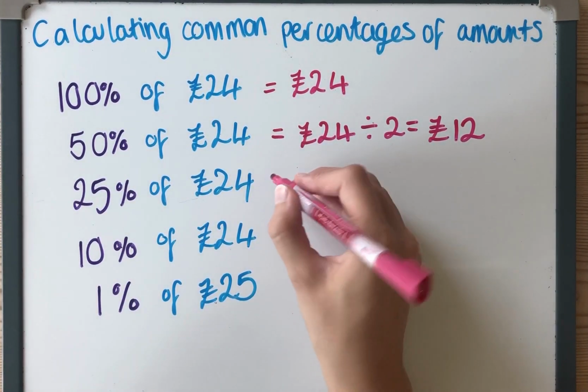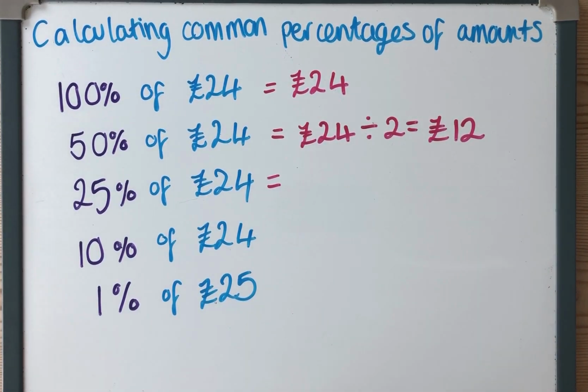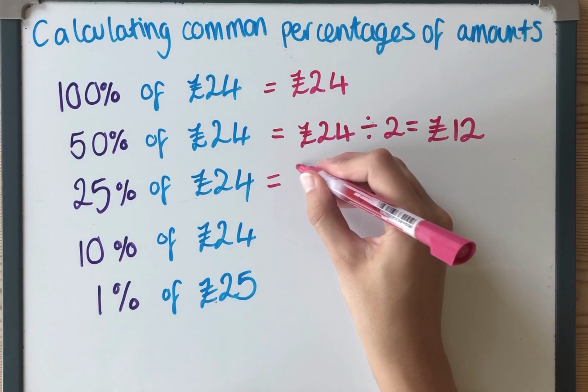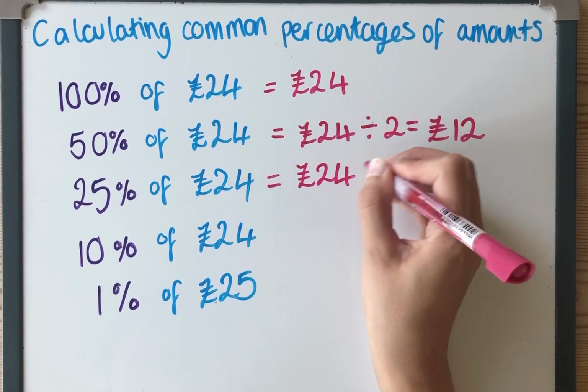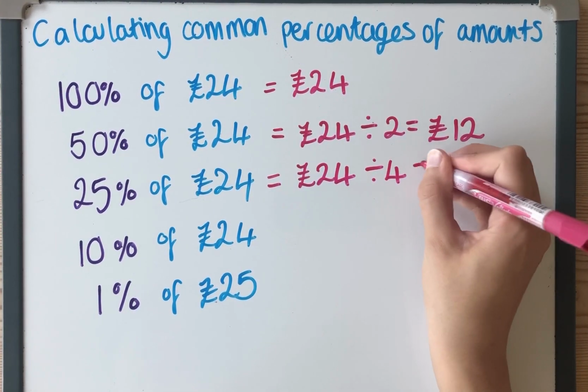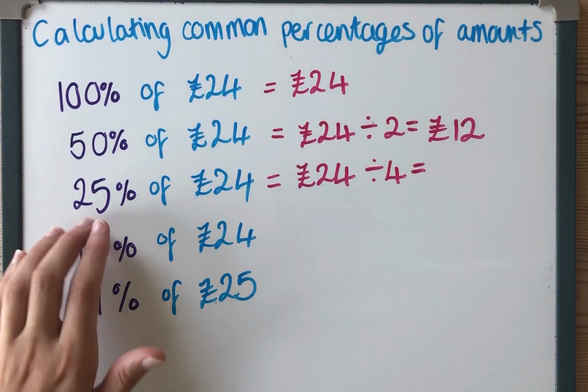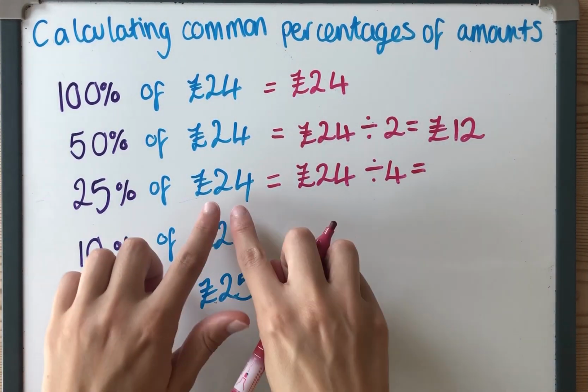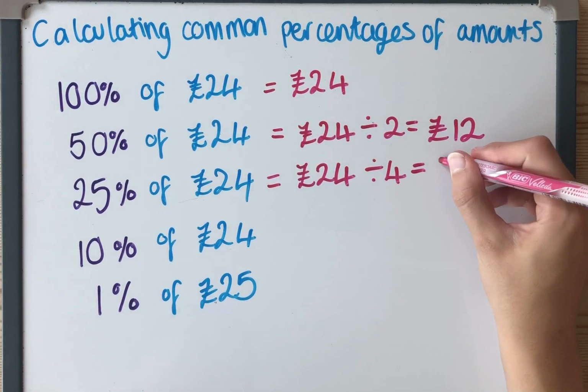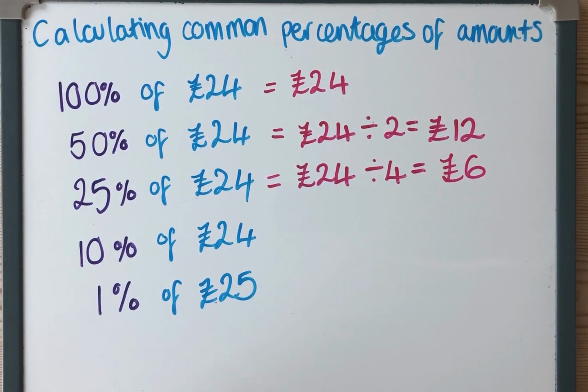So 50% you had to divide by 2. What about 25%? Now 25% was equal to a quarter. And to find a quarter of something, we had to divide it by 4. So 25% we had to divide by 4, so we've got to do 24 divided by 4, which is £6.